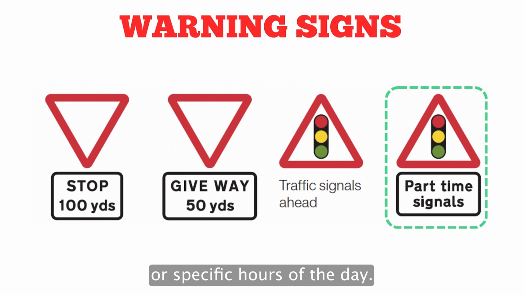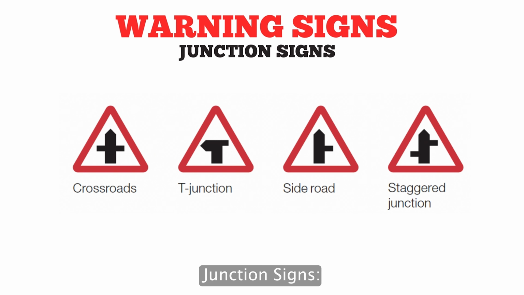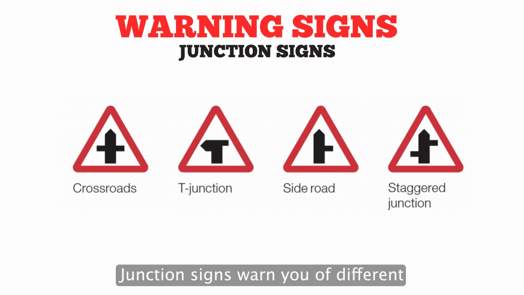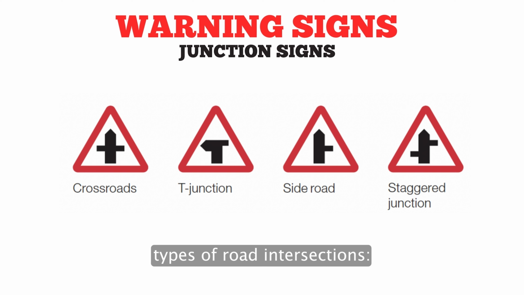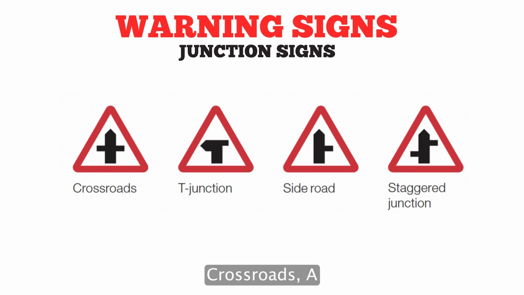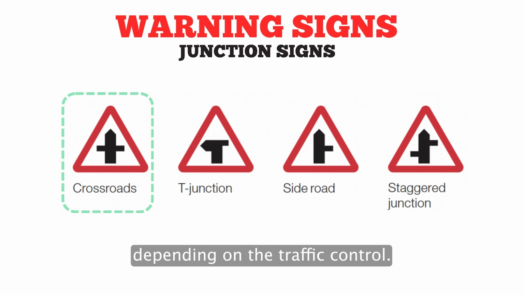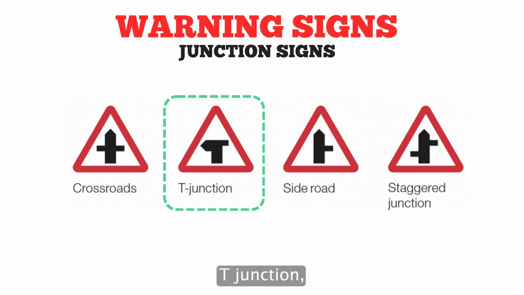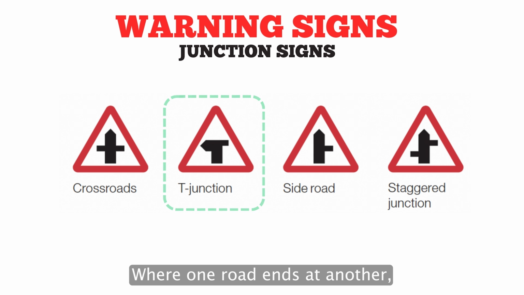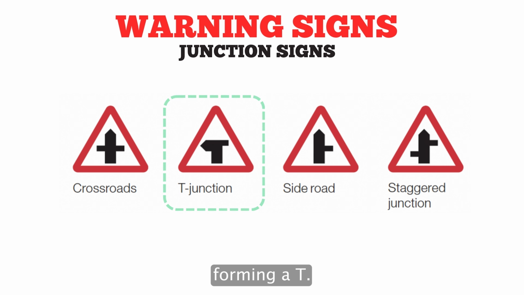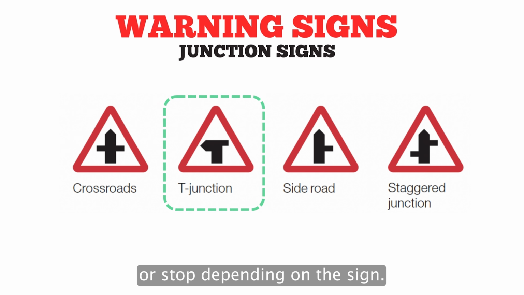Junction signs. Junction signs warn you of different types of road intersections. Crossroads, a junction where two roads intersect at right angles. Be prepared to stop or yield depending on the traffic control. T junction, where one road ends at another, forming a T. You may need to give way or stop depending on the sign.